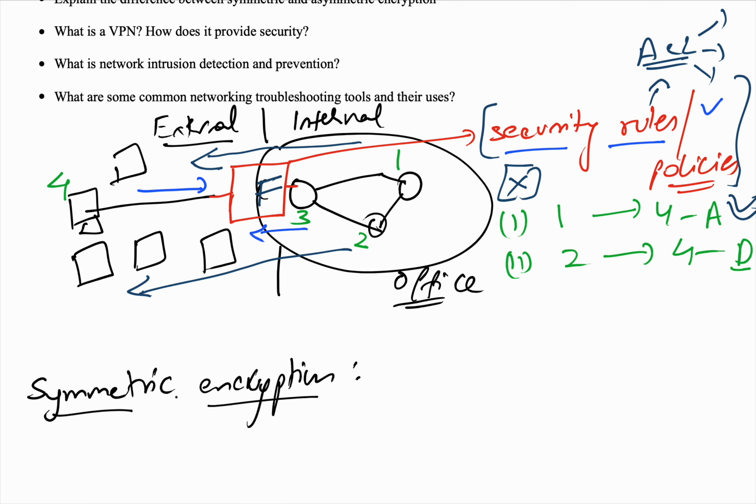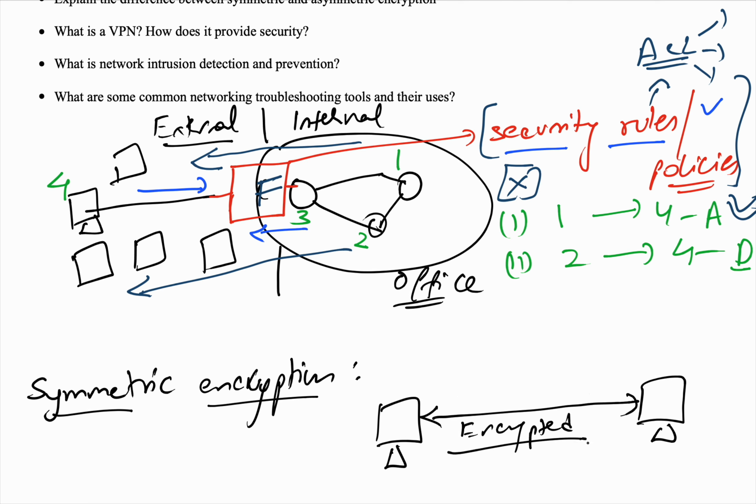What is symmetric encryption? So basically, for example, you have two users here. Users, servers, whatever you call it. And they have a secure channel in between. By secure, I mean it is encrypted. So definitely they would need a key for encryption and decryption, correct?